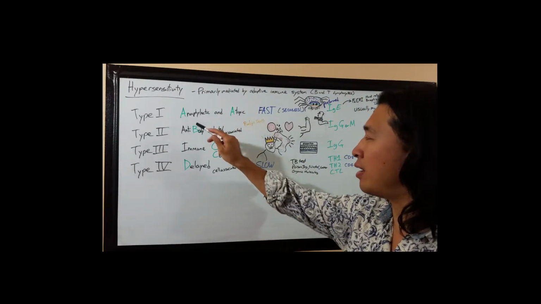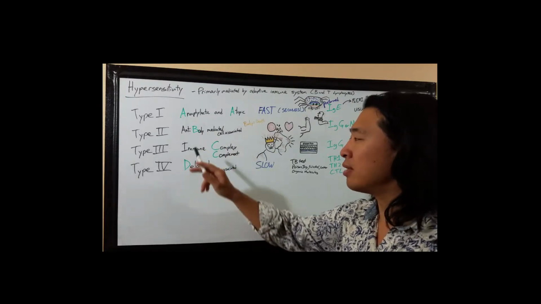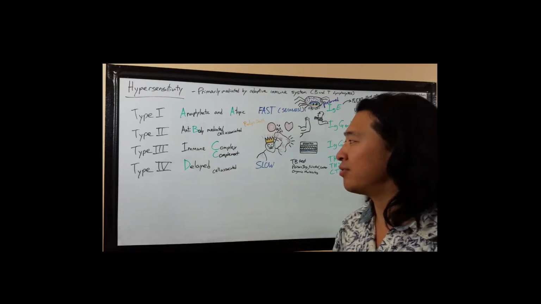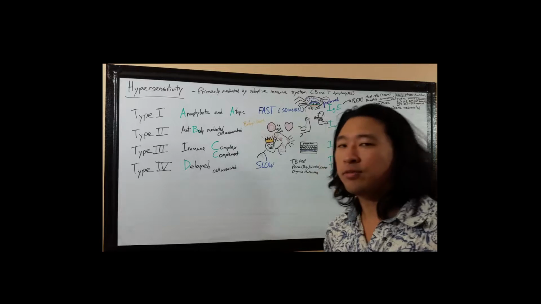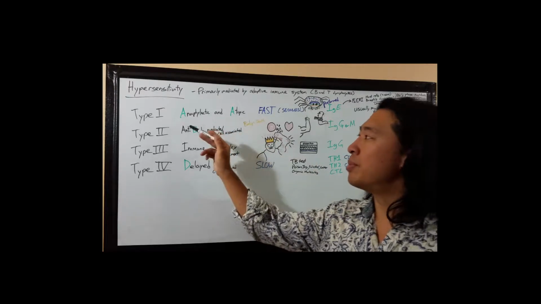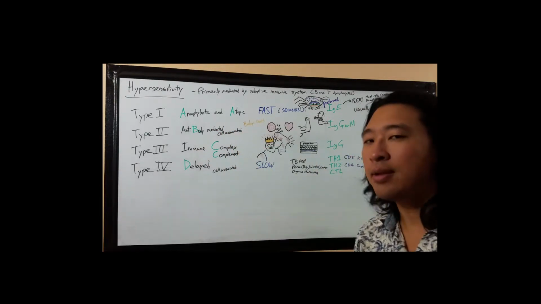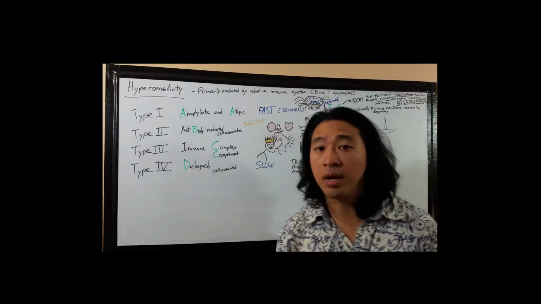A standing for anaphylactic and atopic, B standing for body or antibody, C standing for complement, and D standing for delayed. So type 1, we remember anaphylaxis, and atopic. Really, anaphylaxis for me is the one that I really hold on to.